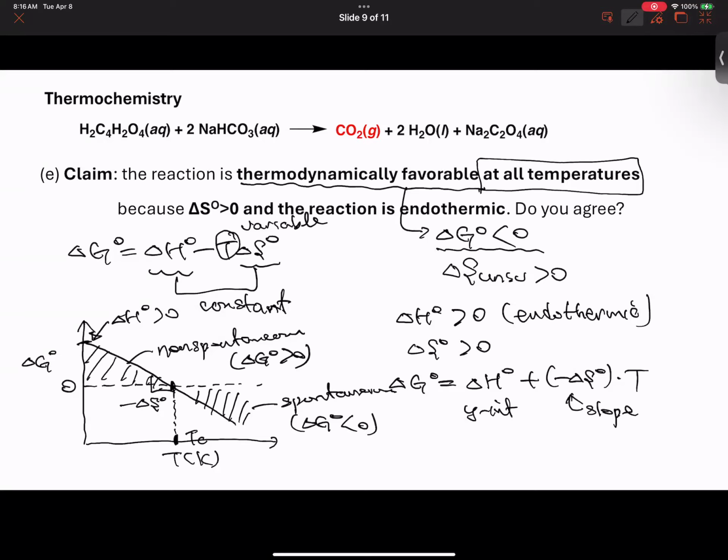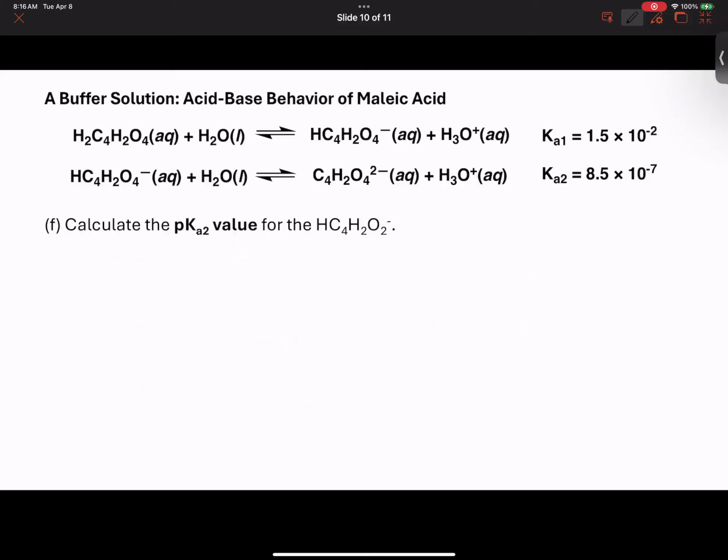So I do not agree with this claim. The reaction is not favorable at all times. At high temperature, when the temperature is higher than the critical temperature T sub C, the reaction is spontaneous. But when the temperature is low, specifically lower than the critical temperature, delta G is positive and the reaction is non-spontaneous.